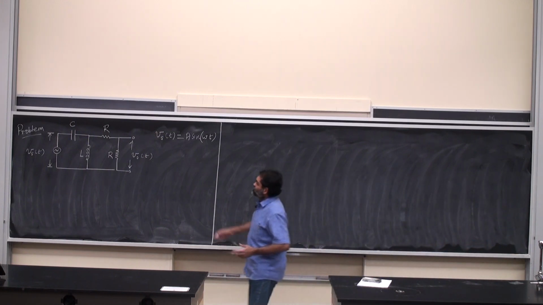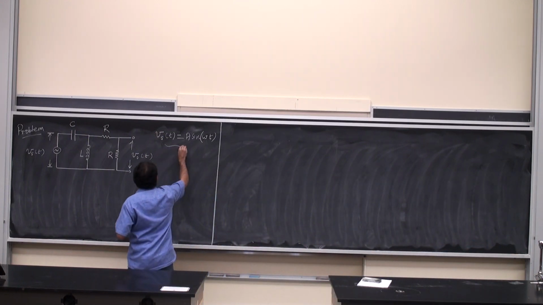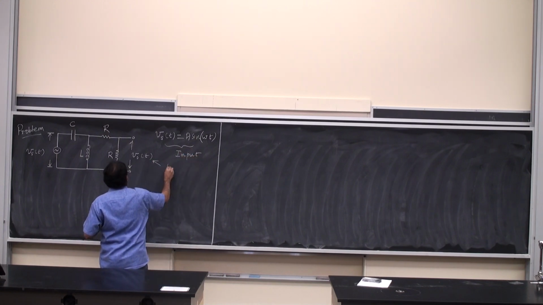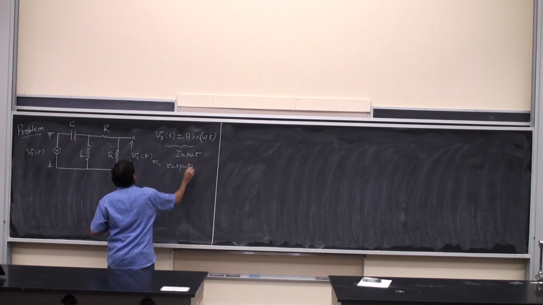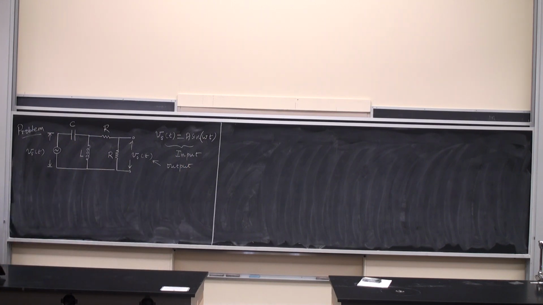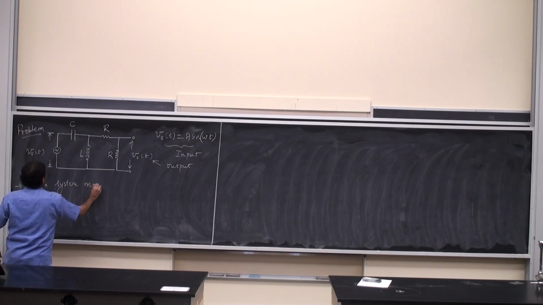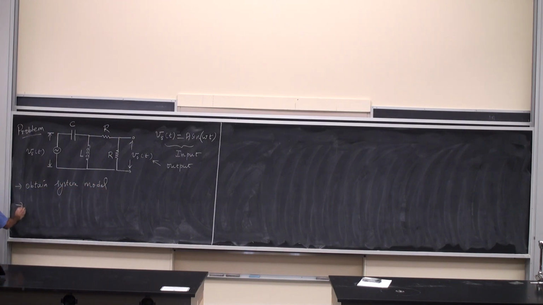And what are we supposed to do? V0 is the output, so this is the input, and V0 of t is the output. What are the things we need to do? Obtain the system model, and then draw the Bode magnitude plot.